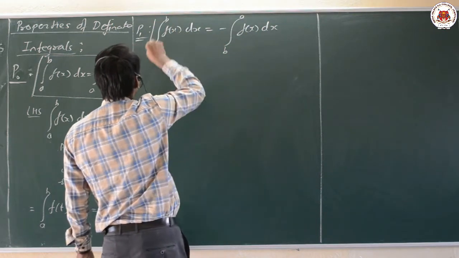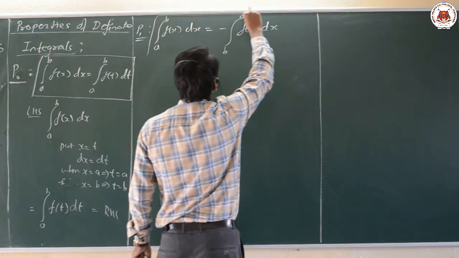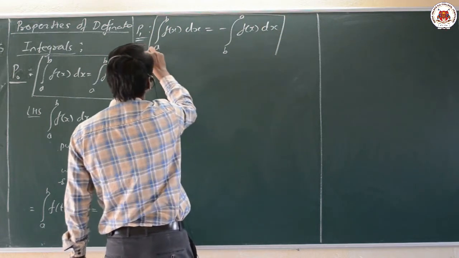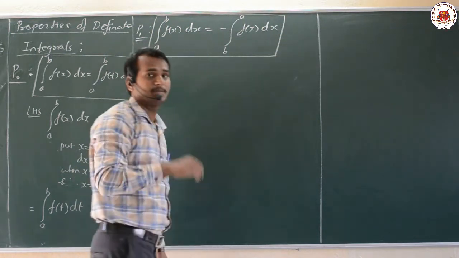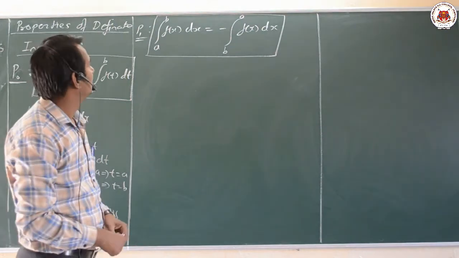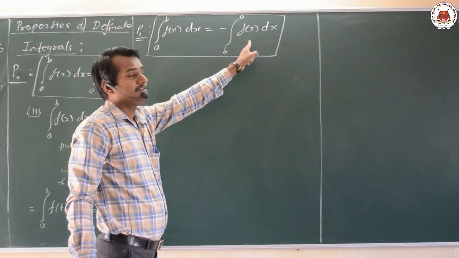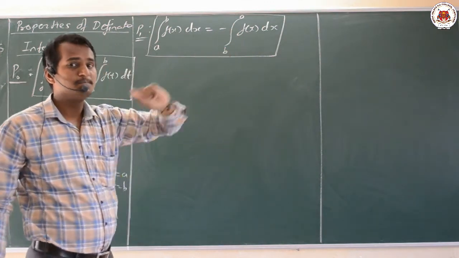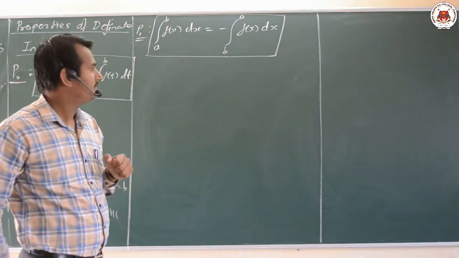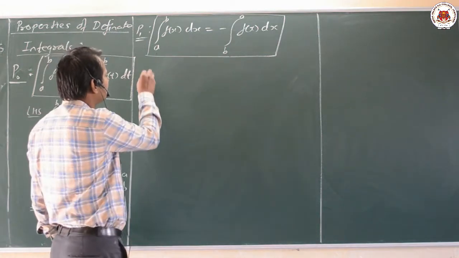This particular property is known as changing the limits. We are interchanging the limits, that is, upper limit to lower limit and lower limit to upper limit. That means integral a to b of f of x dx equals minus integral b to a of f of x dx. It is a very simple property. How do we have to solve it? Now we shall take the LHS part here.